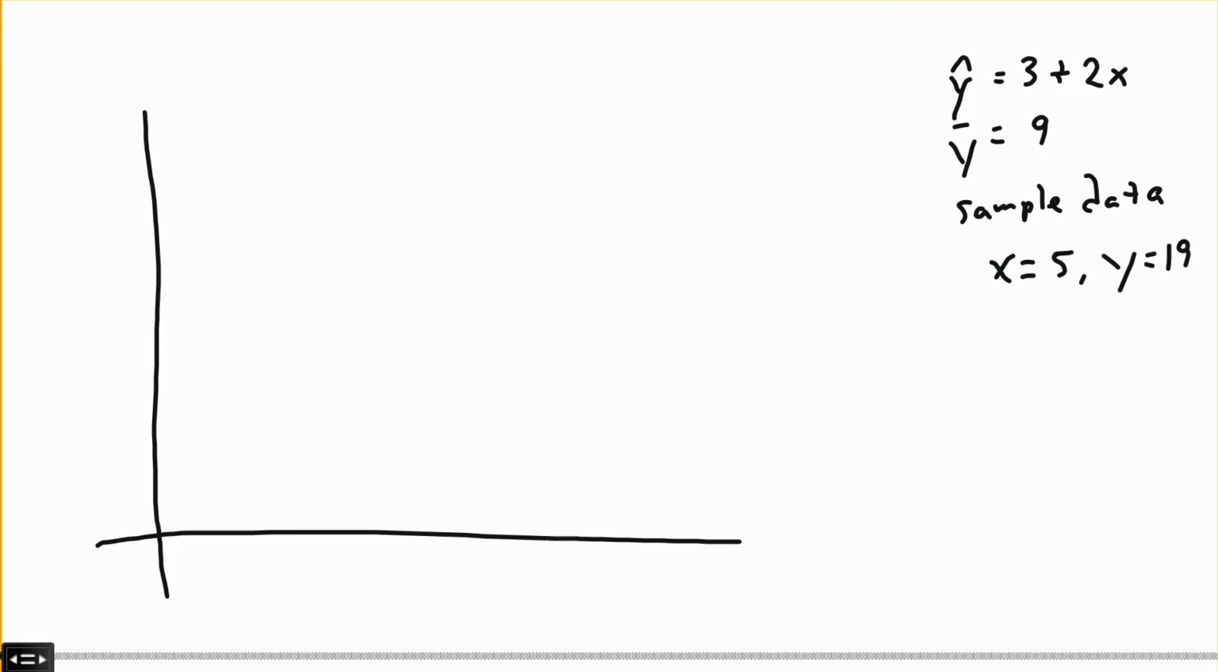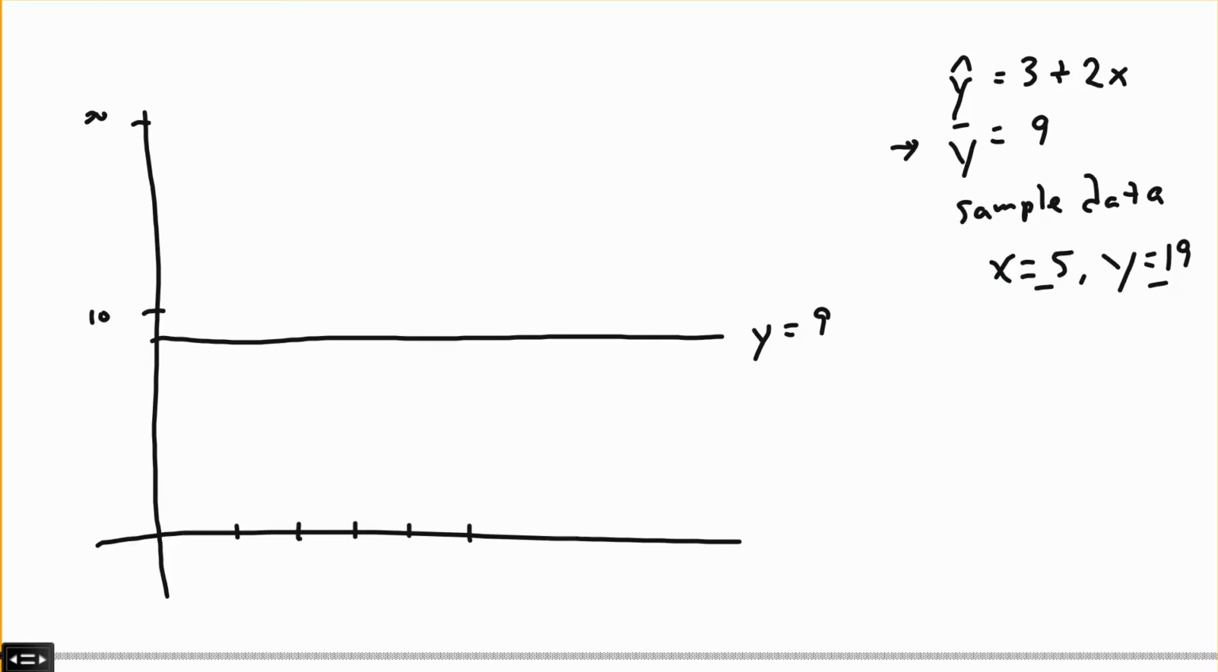Okay, so the mean y equals 9. We use that when we don't think there's any linear relationship between x and y. That's our best predictor if we don't have a linear relationship. So let's get that plotted here. We'll just make this 10 and 20. And we'll make y equals 9. So here's the line y equals 9. We also have this piece of sample data. So when x is 5, 1, 2, 3, 4, 5, y is 19. So here's a point 5, 19.